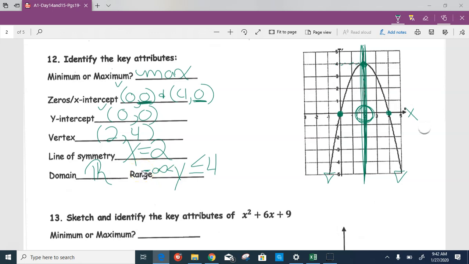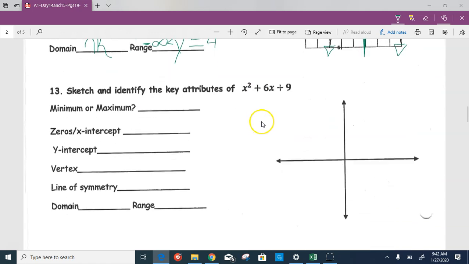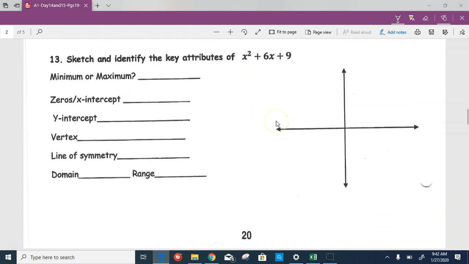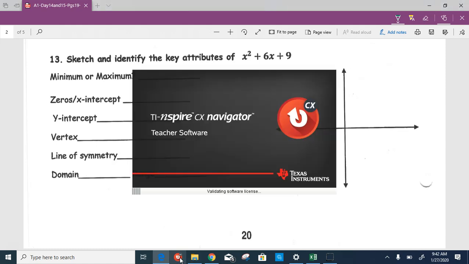All right, so now we're asked to work a little backwards. Now they're going to give us an equation, and they want us to sketch and identify the key attributes. So here's the equation: x squared plus 6x plus 9. So I'll go ahead and use my graphing calculator to graph this out.